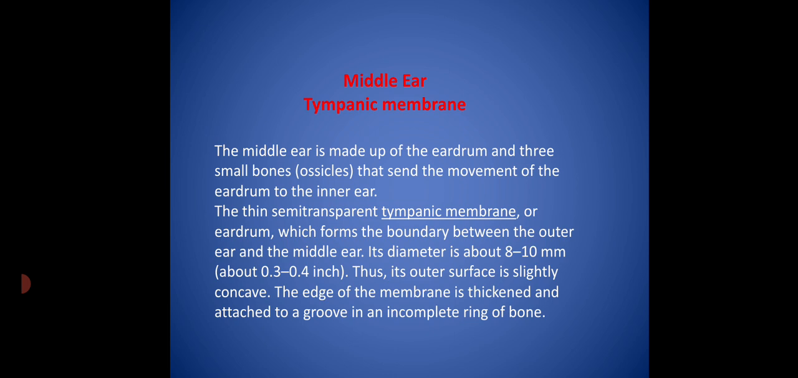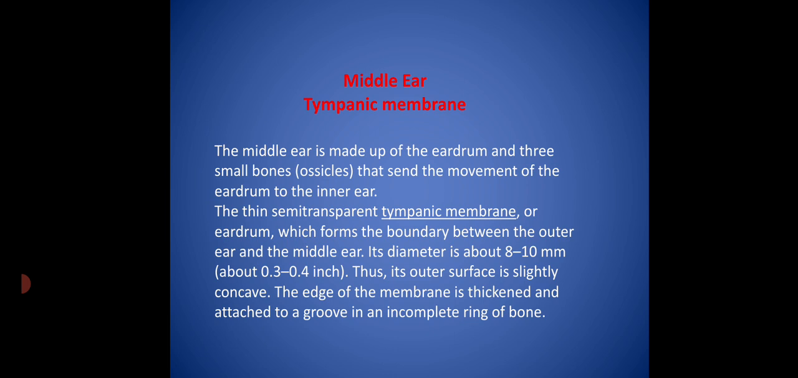The thin, semitransparent tympanic membrane, or eardrum, forms the boundary between the outer ear and the middle ear. Its diameter is about 8 to 10 mm, or about 0.3 to 0.4 inch. Its outer surface is slightly concave. The edge of the membrane is thick and attached to a groove in an incomplete ring of bone. The three bones, ossicles, are connected to the eardrum, behind the eardrum.